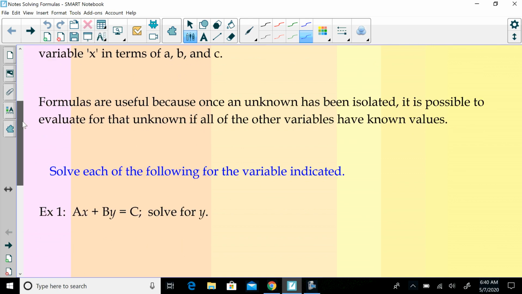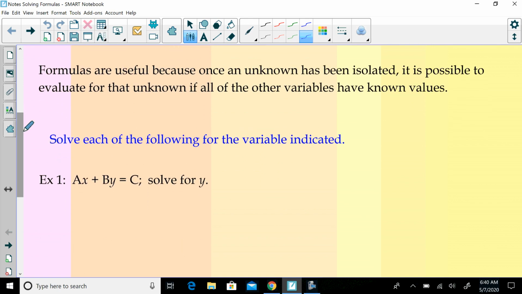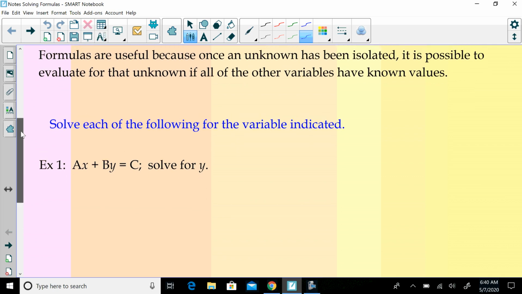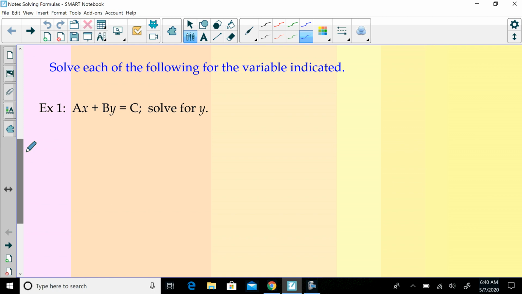And they're useful. A lot of times students will use them in chemistry and physics to isolate one variable and then plug every value in so that they can find some unknown that they're looking to solve for. So we're just going to do a couple of examples. It won't take very long.